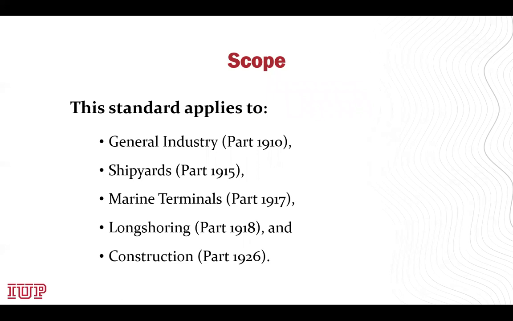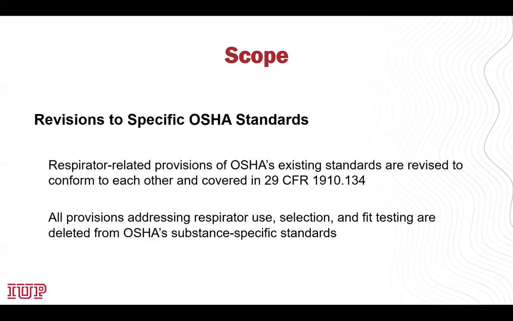The standard applies to general industry 1910, shipyards 1915, marine terminals 1917, longshoring 1918, and construction 1926. So it basically applies to all industries in those areas, and they all reference back to this standard, 1910.134. Any revisions to specific standards that reference back to respiratory, if they have respirator-related provisions in the existing OSHA standards, were revised to conform to each other and are covered under 1910.134. All provisions addressing respirator use, selection, and fit testing are deleted from the substance-specific standards and are covered in 134 as well.